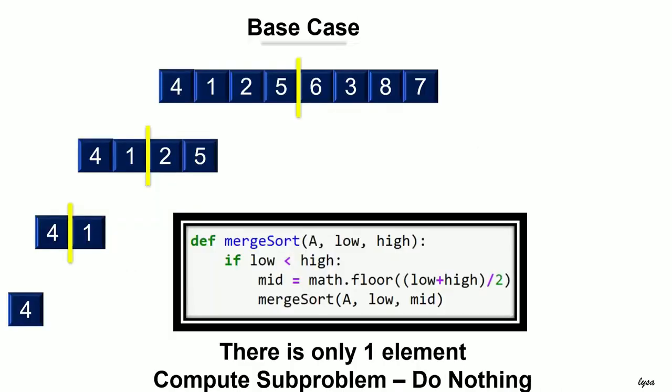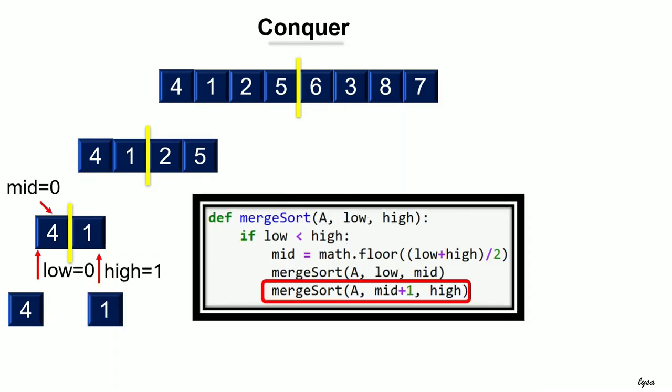Now that we are at the base case, we have to compute the subproblem. In other words, I have to find the sorted sublist. The sorted sublist of a single element is itself, so we do nothing when we come to the base case. Now that we have come to the base case, we now look at the right of the sublist. The innermost sublist is 4, 1, and so the right of the sublist is the element 1. Here, the value of low and high are 1.